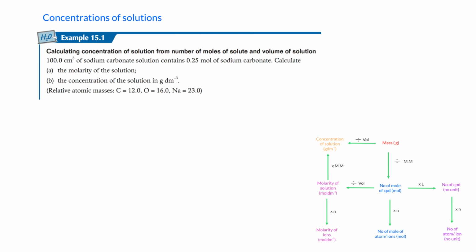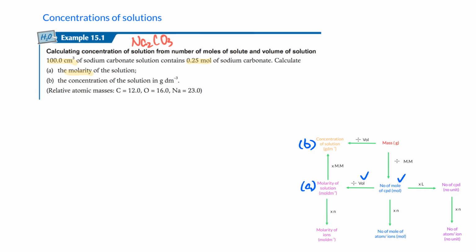In this question we have 100 cm cube, the volume. It's sodium carbonate, Na2CO3, and it contains 0.25 mole of sodium carbonate. Now we have volume and number of mole. In part A, we need to calculate the molarity. In part B, we need to calculate the concentration.